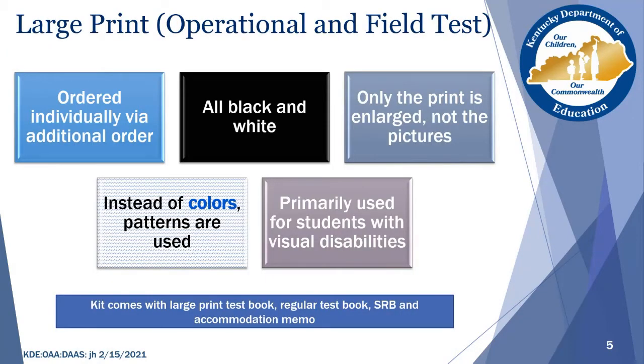On slide 5, you see large print kits, and so these remain completely unchanged outside of the fact that they can only be ordered via additional order. That's the only change. They're still black and white. The print and not the pictures are enlarged, so you may need magnifying glasses for students or different types of magnification instruments for the pictures. Colors are not used, but instead only patterns are used, and the contents of the kit overall remain unchanged. I mean, they're going to be the exact same kit you received the previous several years.